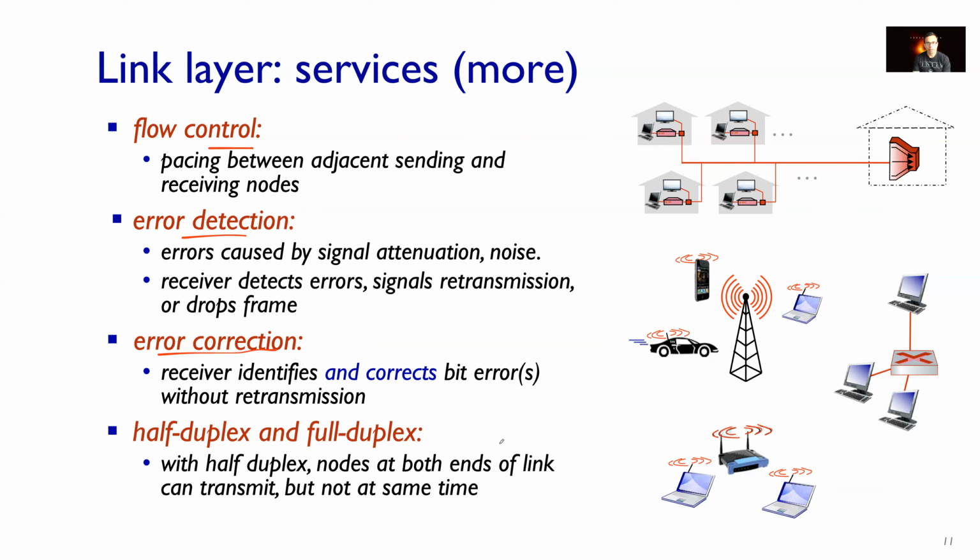And then finally, whether or not the link layer can provide half duplex or full duplex service. By full duplex, we mean both endpoints can send data to each other simultaneously. Half duplex means only one of them can send data at any given time. So typically wireless links are half duplex. So at any given time, your device can either send data to the access point or receive data, right? Whereas typically wired links are full duplex, right?